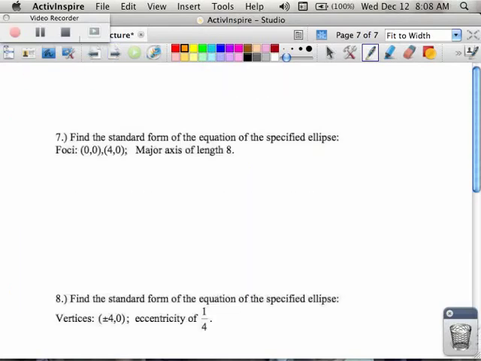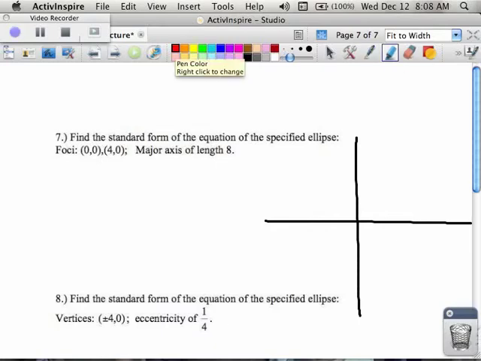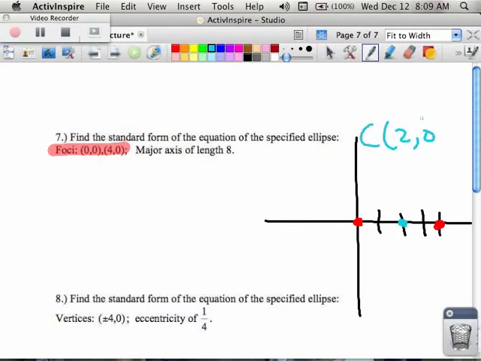In number 7, same kind of problem, a little bit different presentation. Again, they're giving us information. We're coming up with an equation. The first piece of information that they give me is where my foci are. I notice that my foci are at (0, 0) and (4, 0). So I write those down. So (0, 0) is one focus, (4, 0) is the other. The good thing about that, again, is that I know that my center is directly in the middle of those two things. So my center is going to be at (2, 0).